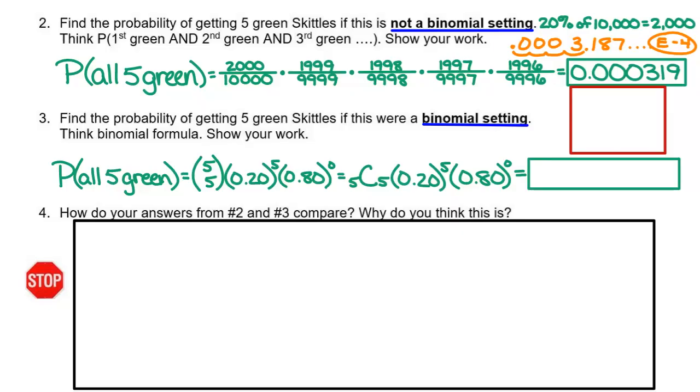5C5, 0.20 to the 5th, 0.8 to the 0. Again, when you guys are writing answers for me on tests or homework, I'm fine if you just write this down. But I want to continue practicing with this so that you know what to do with it to be able to put it into your calculator. All right, pop that in your calculator and tell me what you get.